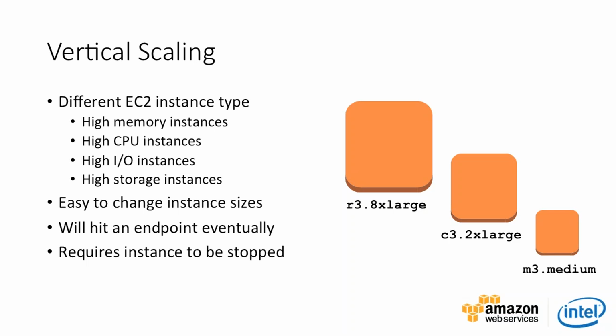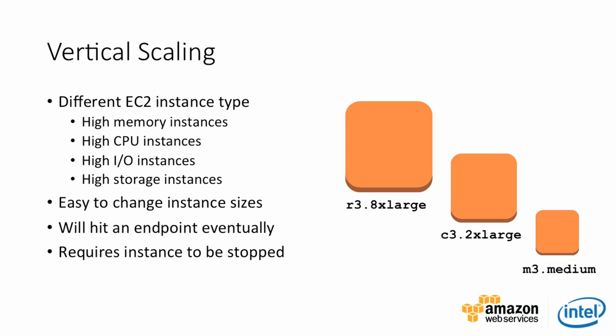If you have a highly available system across two availability zones, you might be able to bring down an instance in one availability zone, spin it up as a larger instance, and then do the other availability zone without much customer impact. Also, you will hit an endpoint eventually. The R3 8x large is one of the largest memory instances, so if you hit that limit, there's nowhere else you can go. At that time, you will need to consider horizontal scaling.